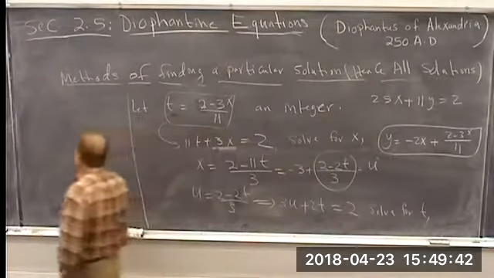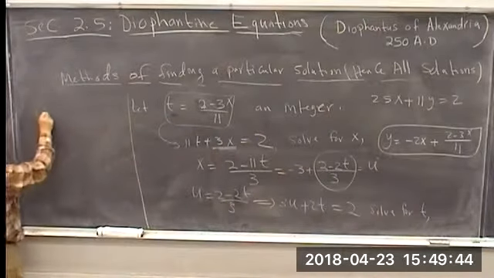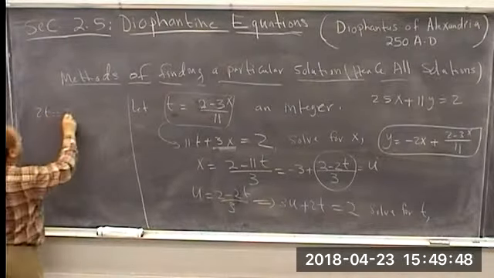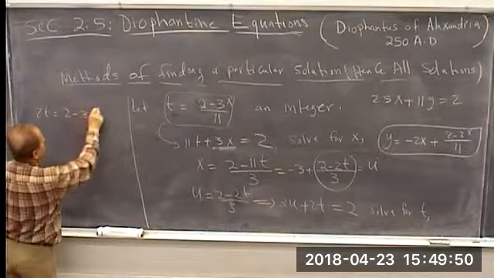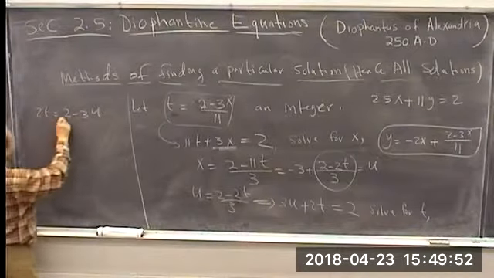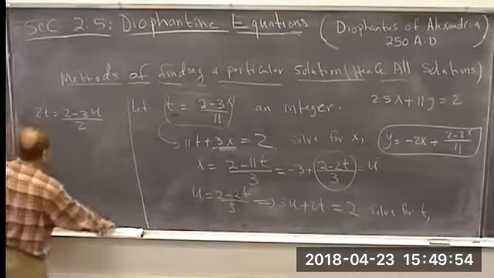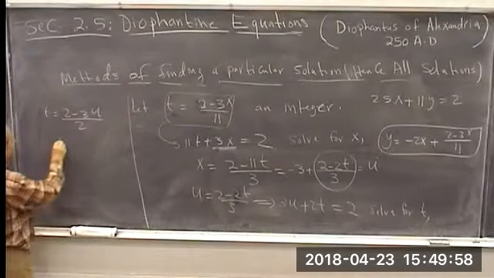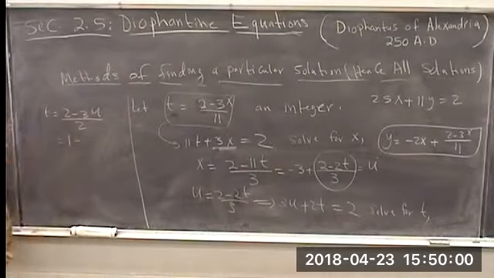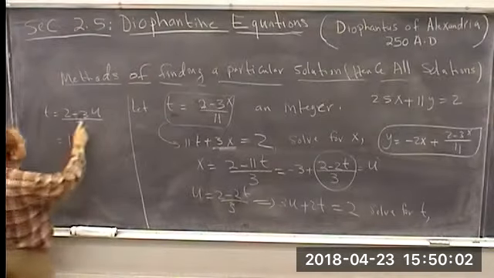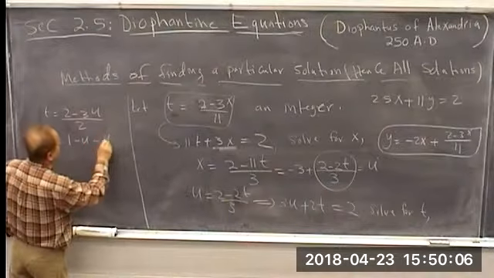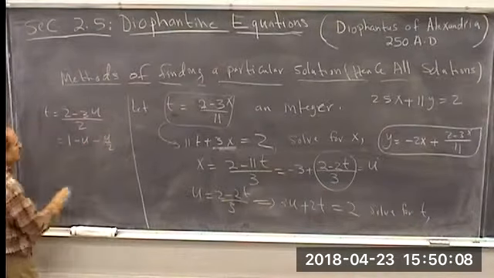And we get 2t is equal to 2 minus 3u, and again dividing by 2, this is what we get. You get 1 minus u, then minus u over 2. All right?